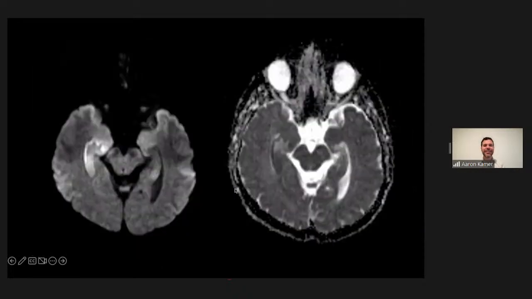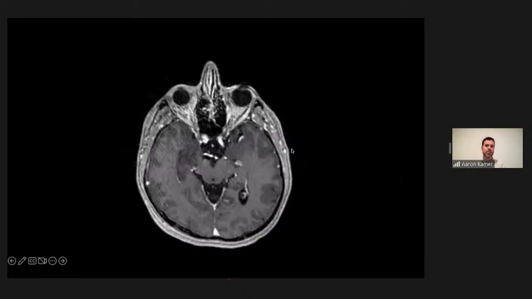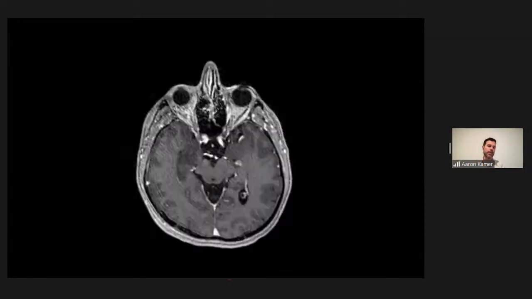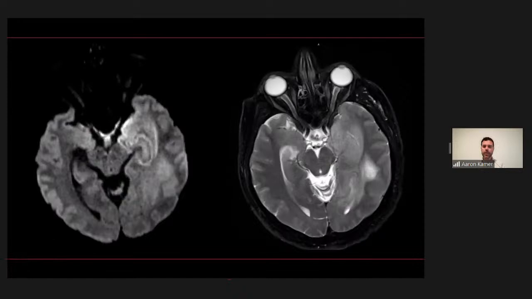All right, nicely done. Here is this same patient showing some restricted diffusion in the cortex of the hippocampus. You can see that here again, and no significant enhancement associated with that either. So that patient was just simply having acute seizures, with some edema in that region of the hippocampus. Nicely done.